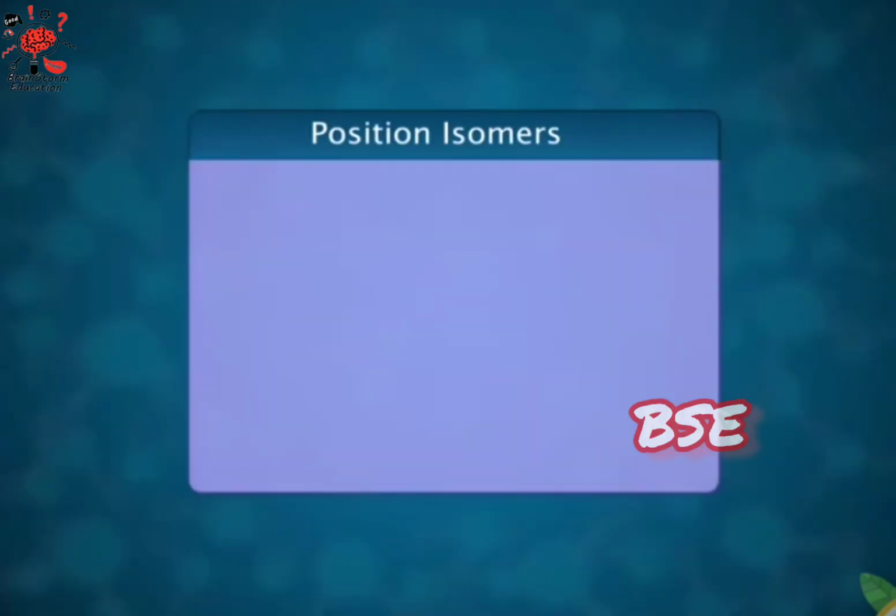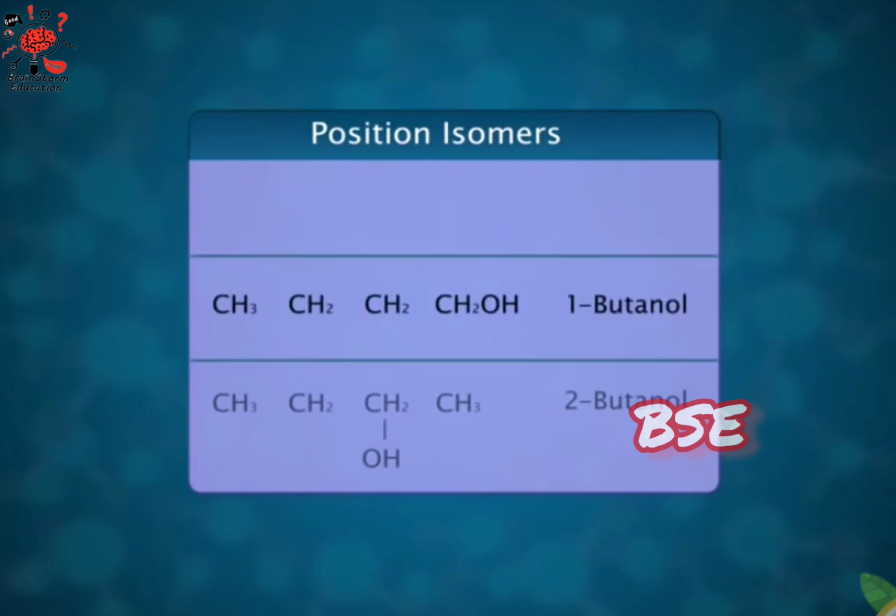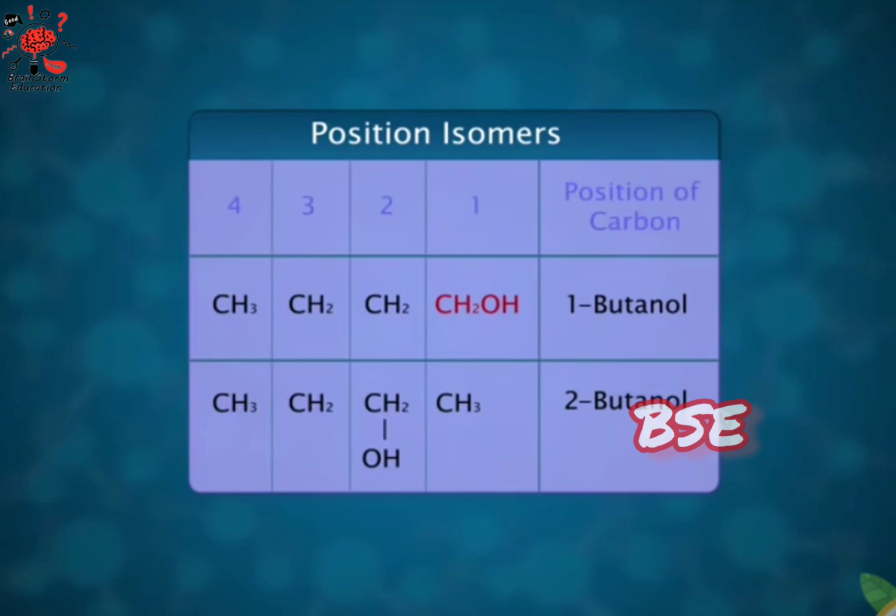Isomers differing by the position of functional group attached to the carbon atom are called position isomers. For example, 1-butanol and 2-butanol are position isomers. OH group is attached to the first carbon atom in 1-butanol and to the second carbon atom in 2-butanol. 1 and 2 in the name of the compounds represent the position of the OH group attached to their carbon chains.